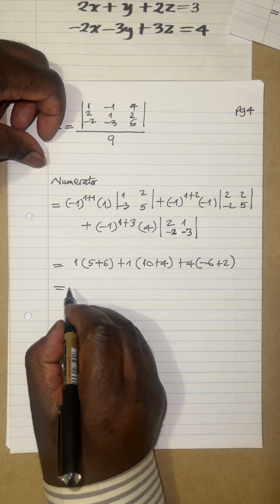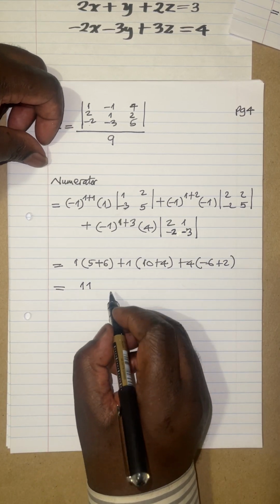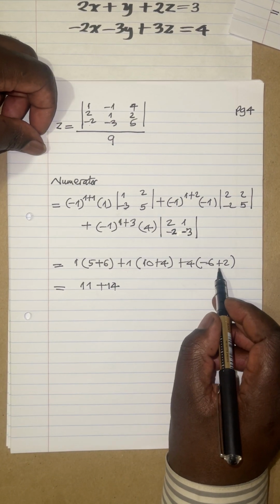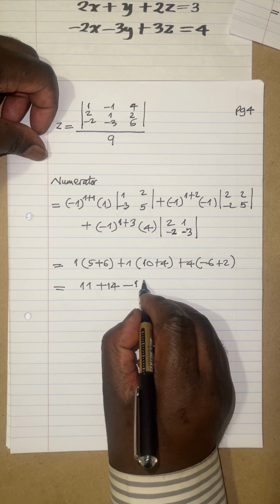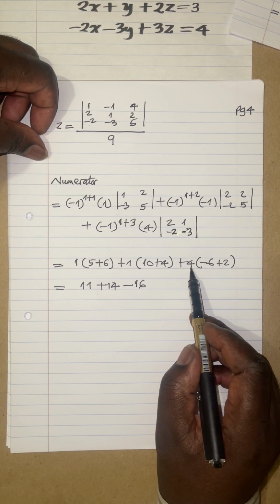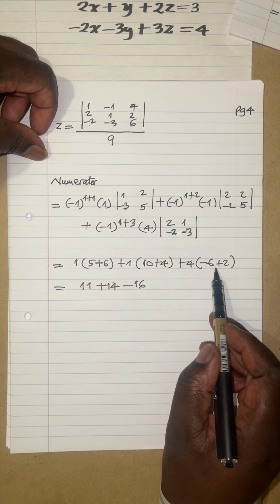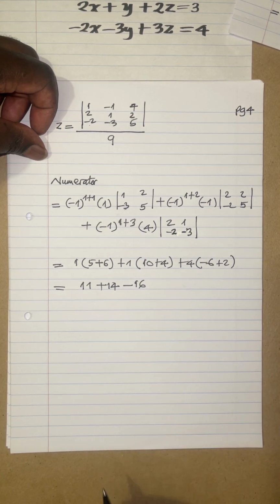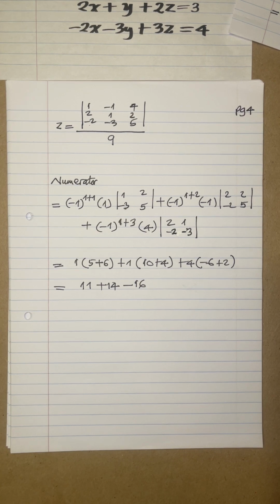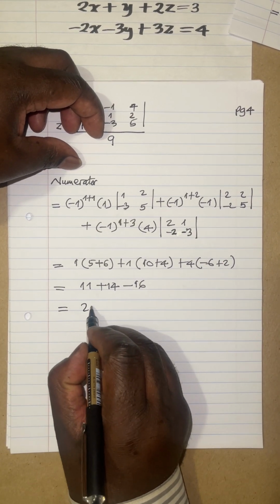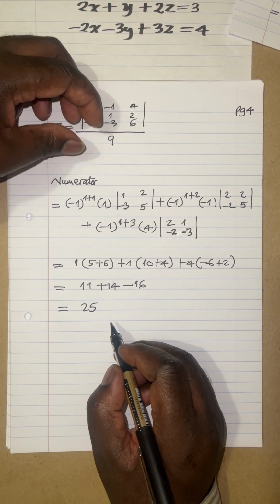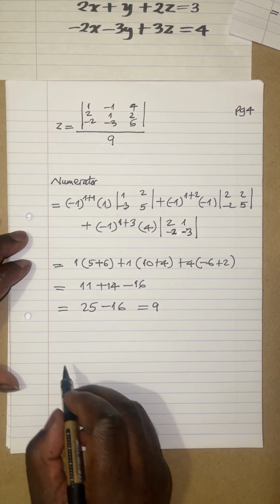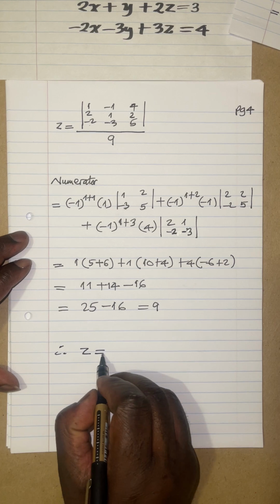Right, so this is 11 times 1 is 11, plus 14 times 1 is 14, and then here we have minus 4 times 2 is minus 16. Remember, minus 4, positive 4 times minus 2 here. Oh, this is minus 4, so minus 4 times positive 4 is minus 16. I'm correct. Right, let's carry on. So this is going to be 25. 11 plus 14 is 25, minus 16. The answer is 9. Right, so we can say therefore our z is going to be equal to numerator 9.